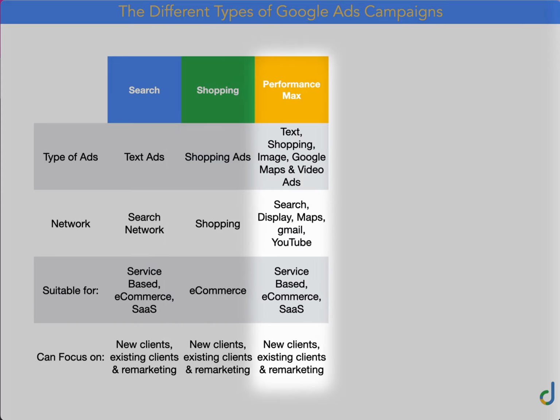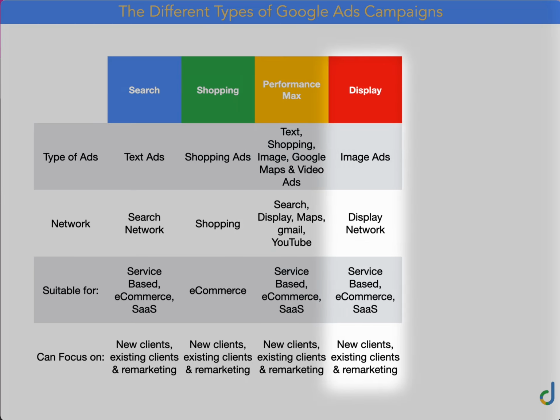Now, Performance Max, this is where it changes a little bit because Performance Max is really dubbed as an all-in-one campaign. So it can show text ads, shopping ads, and it can also not show shopping ads. So if you're not an e-commerce brand, you can also use Performance Max, image, Google Maps, and also video ads. Once again, Performance Max shows on everything: search, display, maps, Gmail, and YouTube. It is good for everything, but the one thing I would focus on with Performance Max, and it's really letting you know, is that it's not as tight of a targeting, which we'll explain on the next slide.